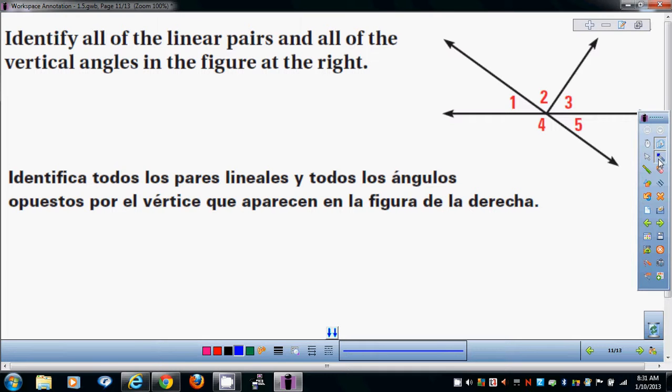And there's one pair of vertical angles too. Trip, I'll let you handle it just 1 second. Linear pair, angles 1 and angle 4. Vertical angles.